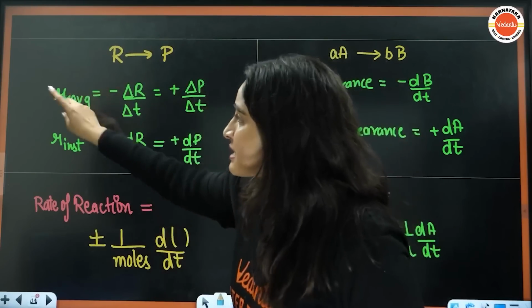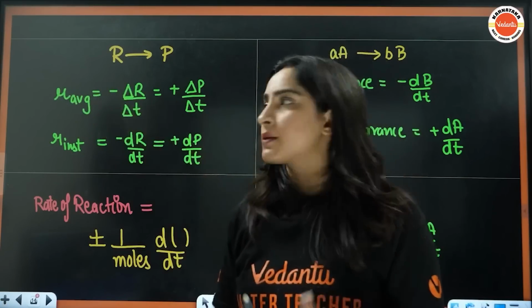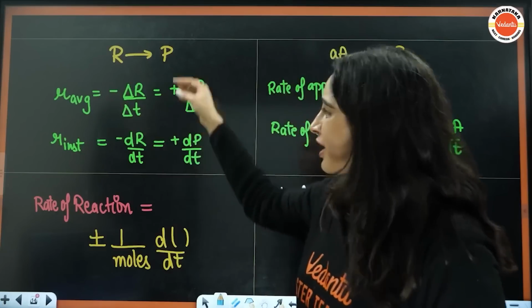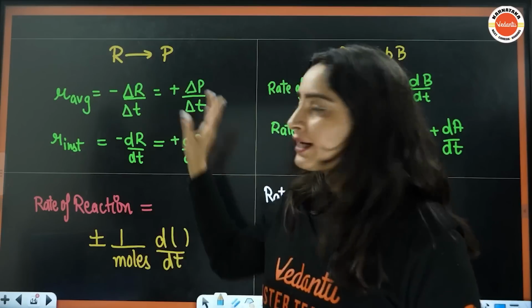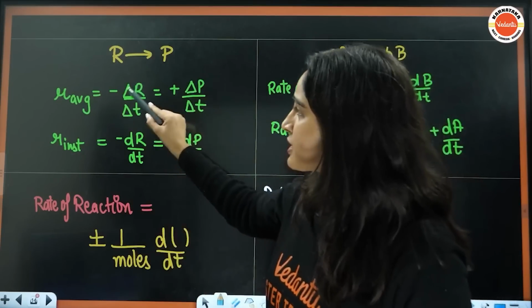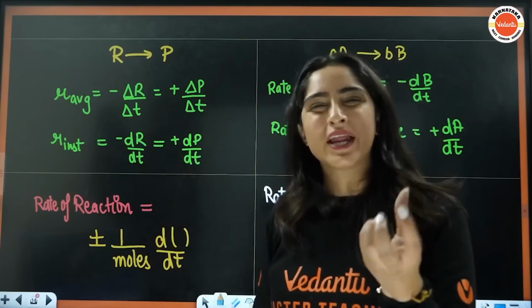So firstly, this is the average rate, that is equal to minus. Minus means that it is disappearing. So the reactant is disappearing, minus is for that, and the product is getting formed, the plus is for that because it is getting formed here. It is not disappearing. This is the rate of appearance, this is the rate of disappearance. So this is delta. Delta represents a large change and d represents a very, very small change.